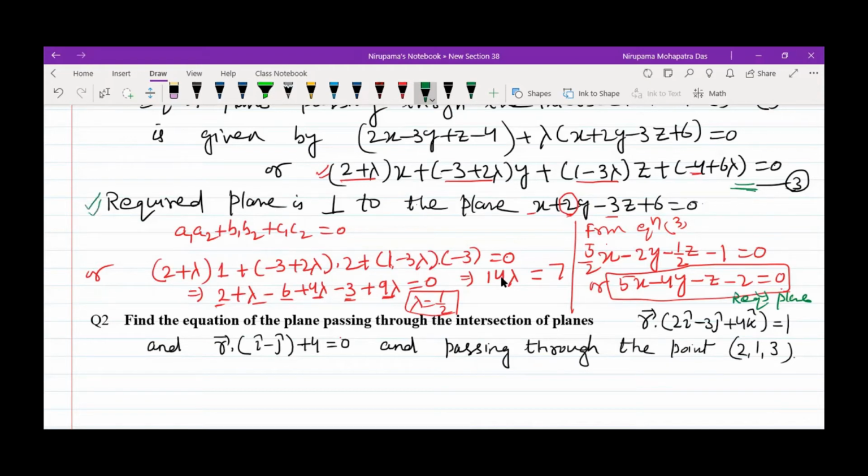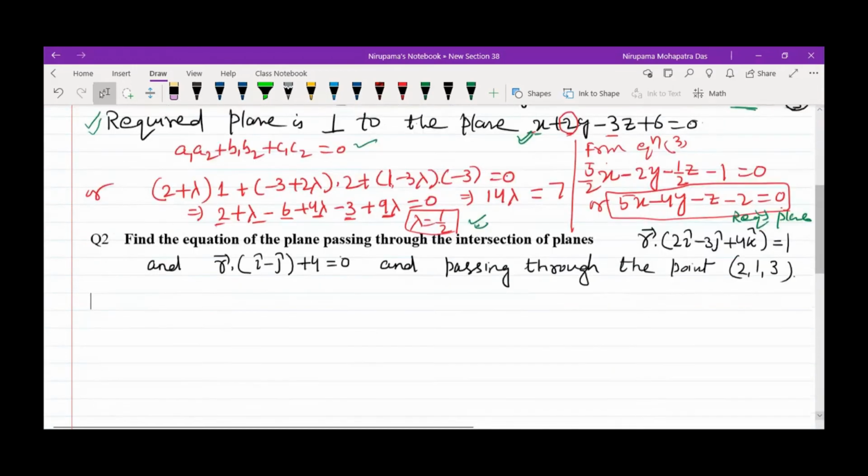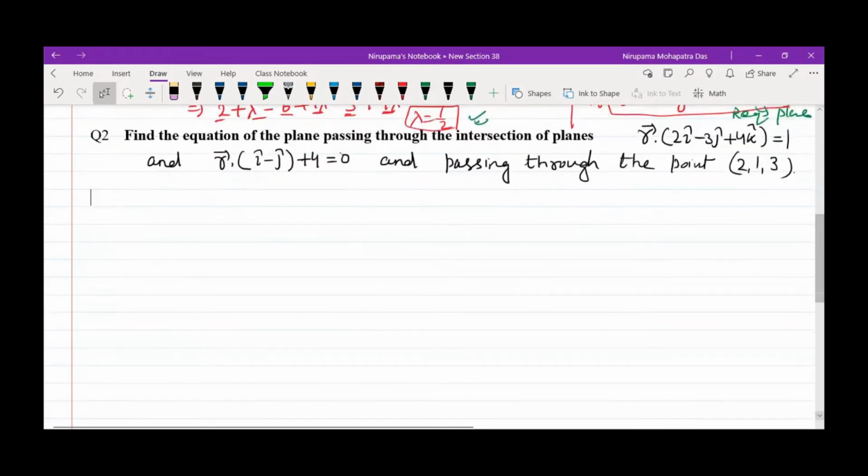So in this case, the required plane is perpendicular to the given plane x plus 2y minus 3z plus 6 equal to 0. Then we apply the condition a1 into a2 plus b1 into b2 plus c1 into c2 equal to 0, and we get lambda. After getting lambda, go back to equation 3. So this is basically how to solve the question if you are given a plane which passes through the line of intersection of two given planes and is perpendicular to another given plane.